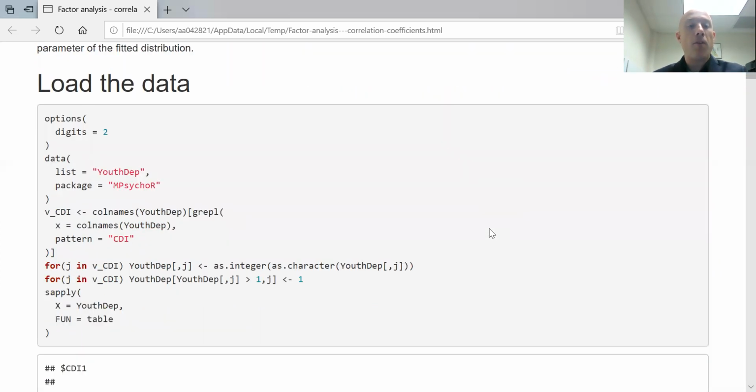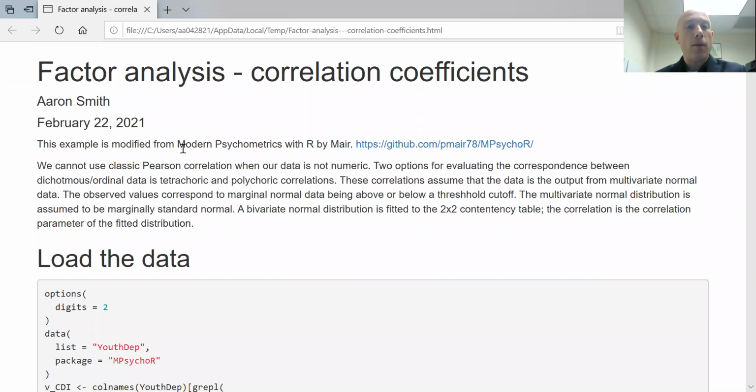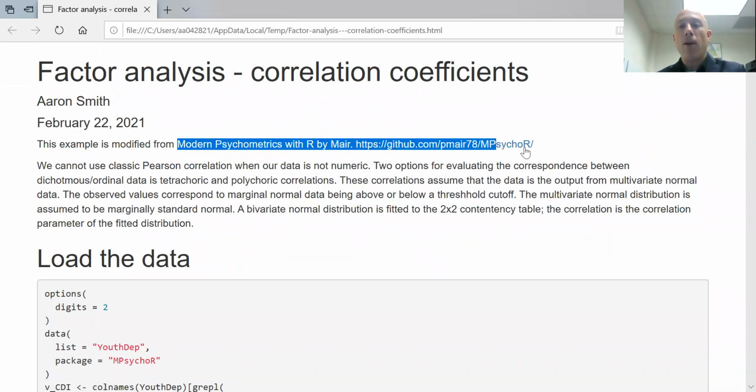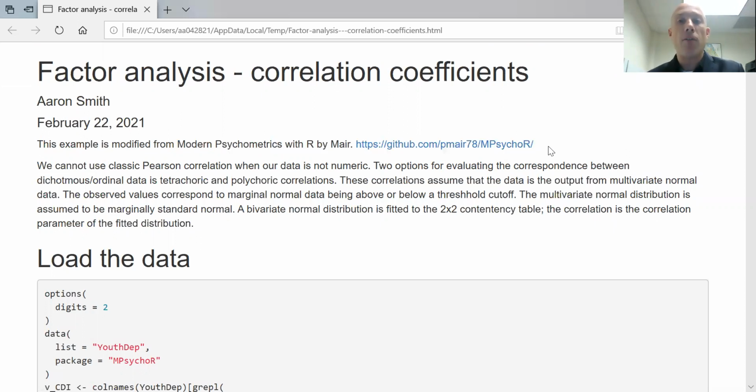All right, so for this example, we're going to use youth depression data from the Modern Psychometrics with R textbook. This example is taken from Modern Psychometrics with R by Mair, and there is the GitHub website if you want to get this code. I've modified it. I've expanded upon things, shrunk some things down, just so that it emphasizes more of what I think is most important.